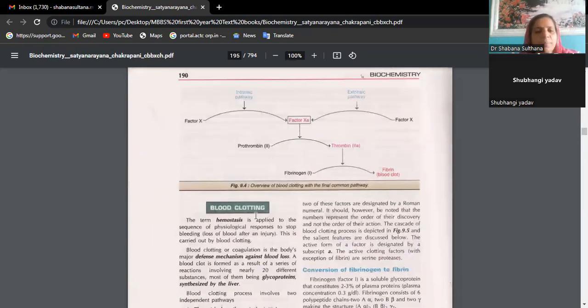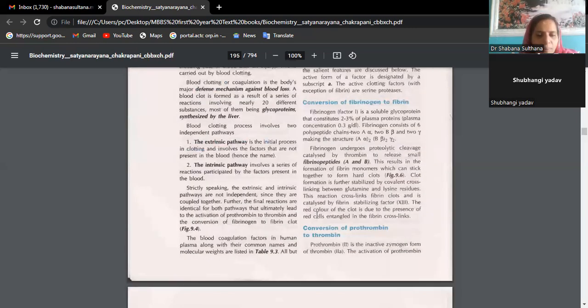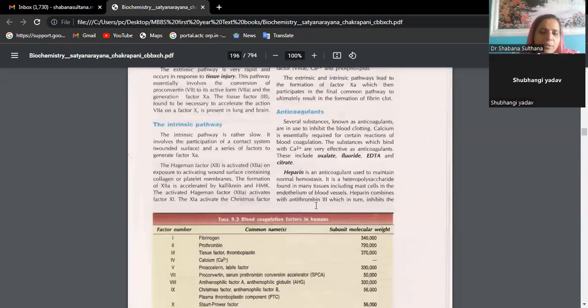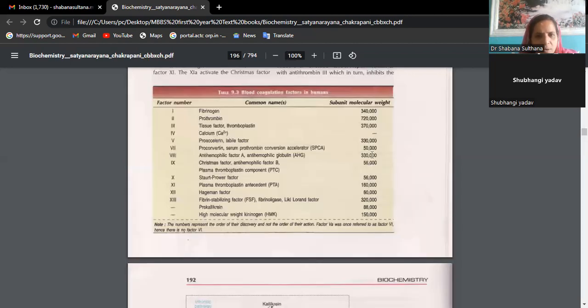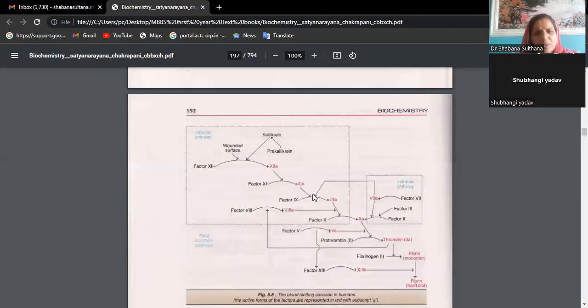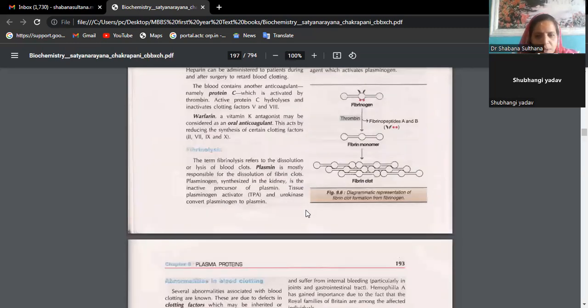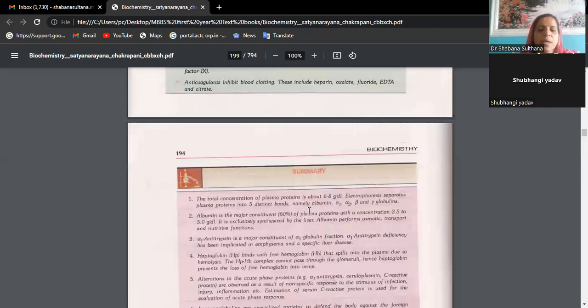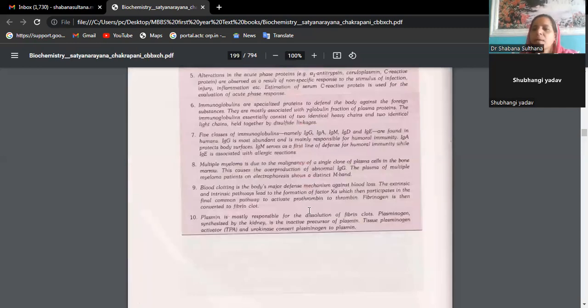Blood clotting is simple, what you study in physiology, but not important in biochemistry. Anticoagulants also, just try to remember the names like oxalate, fluoride, EDTA, citrate. Don't read this at all. This is for physiology only, but given in biochemistry also. Okay, so that finishes plasma proteins as well.